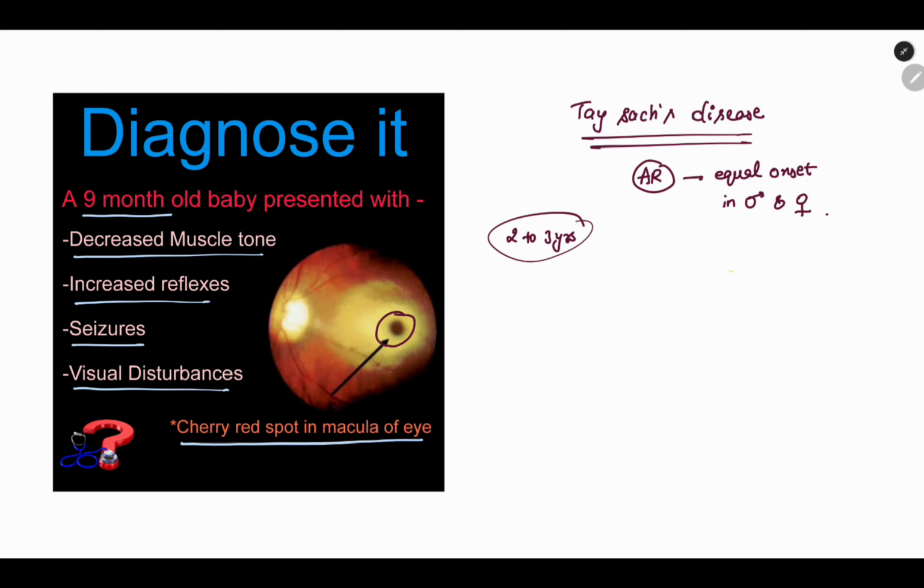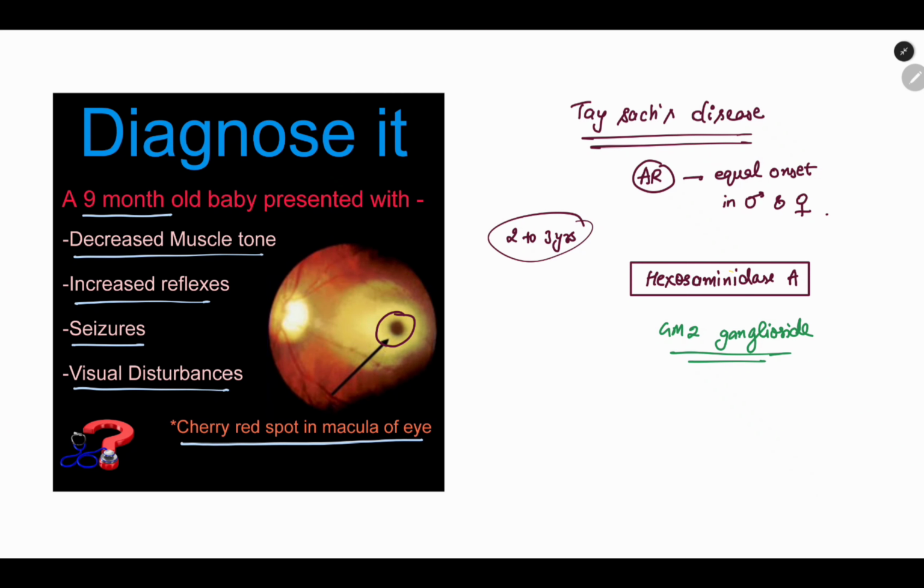So what happens in Tay-Sachs disease? There occurs a deficiency of an enzyme known as hexosaminidase A. This disorder mainly occurs due to the deficiency of this enzyme. So what is the function of this enzyme? This enzyme is responsible for the breakdown of a glycolipid known as GM2 ganglioside.